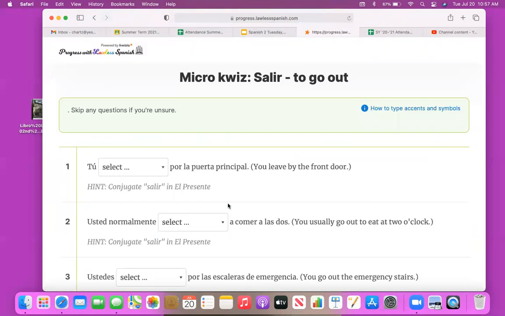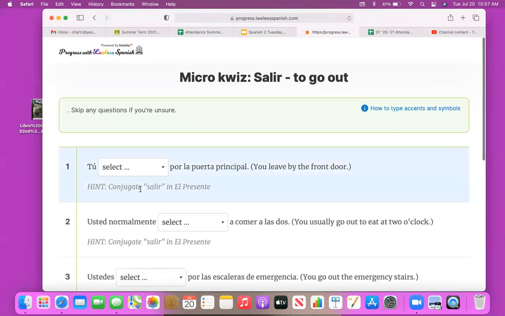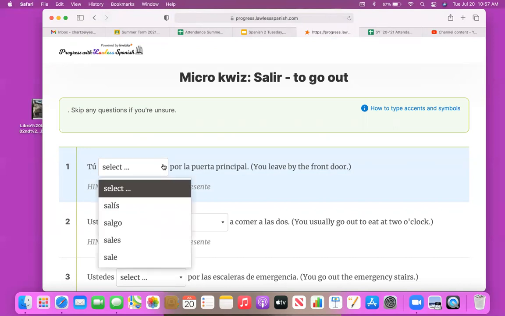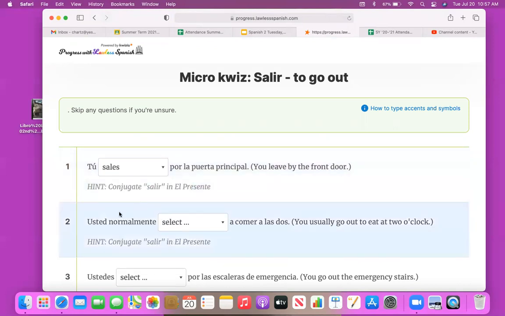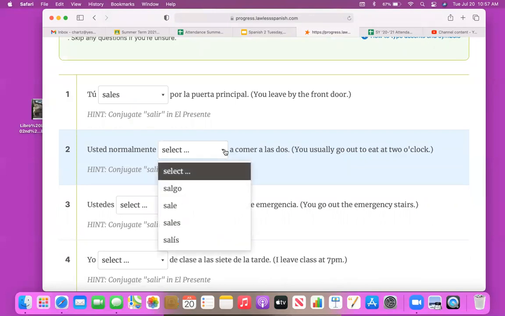That's the wrong one. And then this exercise is with salir, which is another one that we went over. So it's tú por la puerta principal. So you leave by the front. Tú sales. Sales, yep. And usted normalmente blank a comer a las dos. So you usually go out to eat at two.